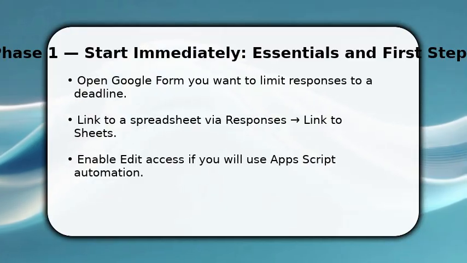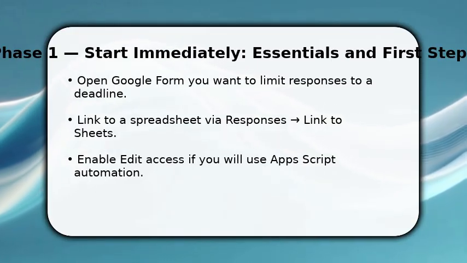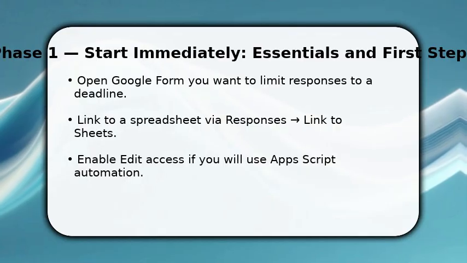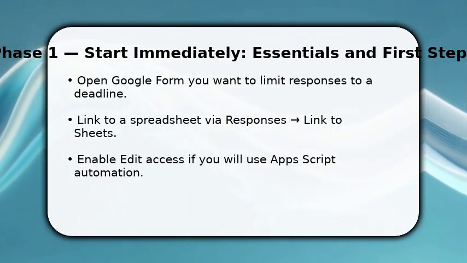You start by opening the Google form and linking it to a spreadsheet so timestamps and responses flow automatically. Once done, make sure you have editor rights in both form and sheet. This lets you add automation.